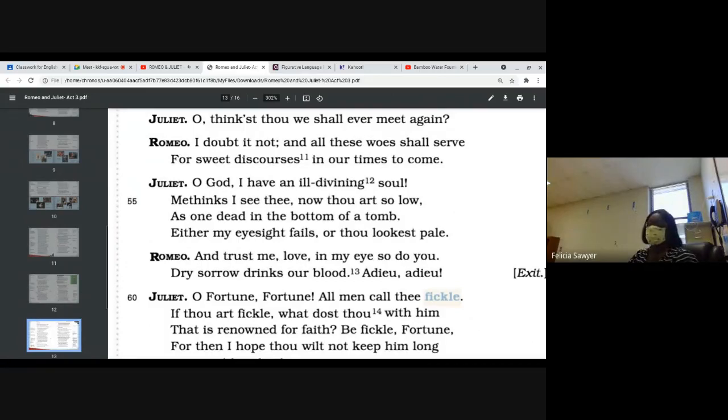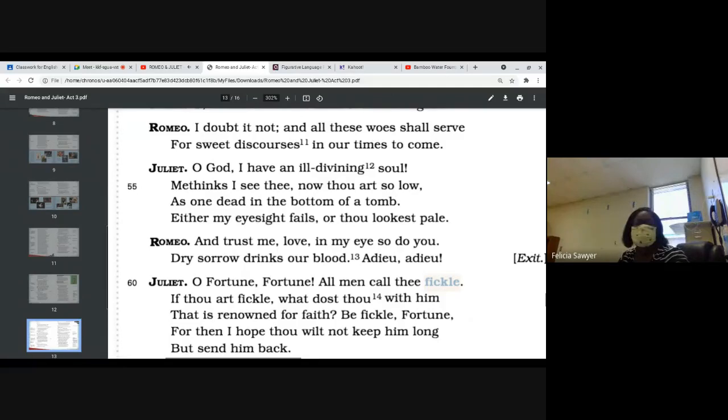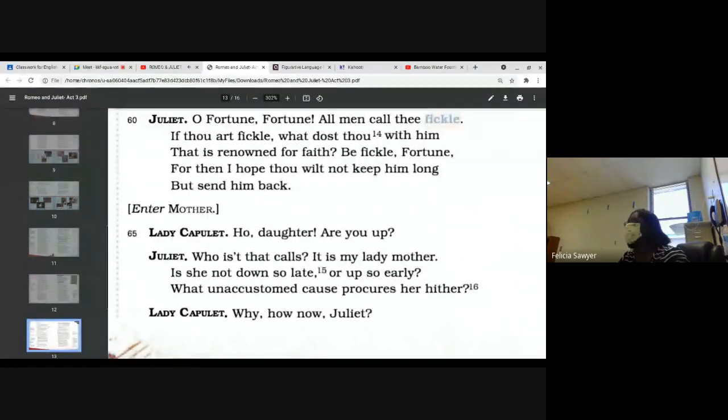Oh, God, I have an ill divining soul. Methinks I see thee now thou art below, as one dead in the bottom of a tomb. Either my eyesight fails, or thou look'st pale. And trust me, love, in my eyes so do you. Dry sorrow drinks our blood. Adieu. Adieu. Exit below. Oh, fortune, fortune, all men call thee fickle. If thou art fickle, what dost thou with him that is renowned for faith? Be fickle, fortune, for then I hope thou wilt not keep him long, but send him back.